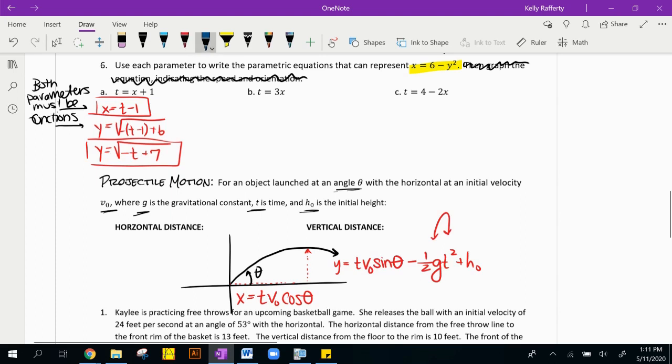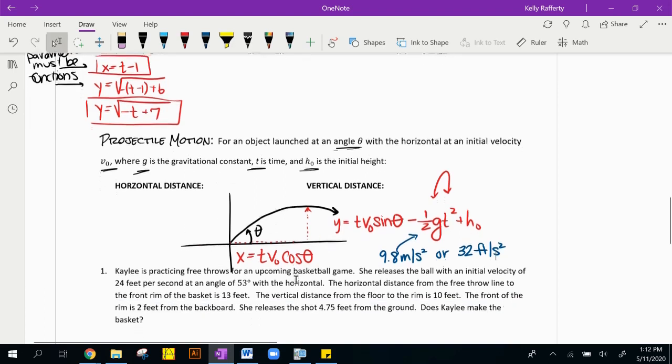All right, the gravitational constant will depend on the problem. We really only have two options, and it'll all be for units. It's 9.8 meters per second squared, or 32 is what we're going to use if it's in feet per second squared.